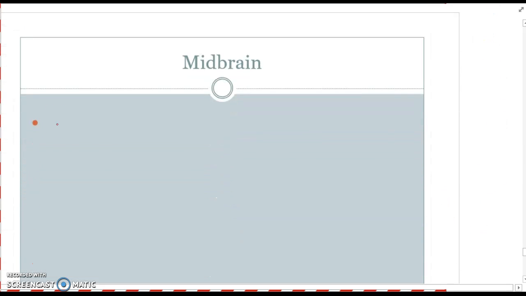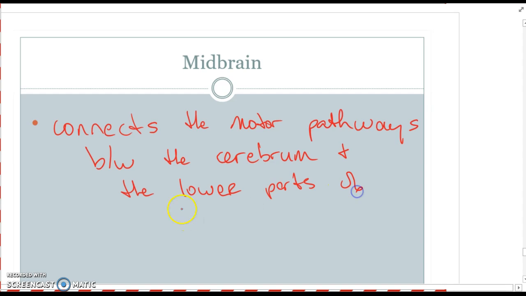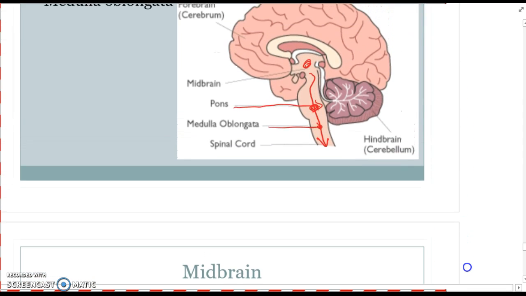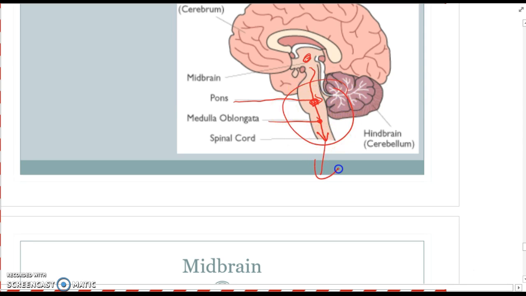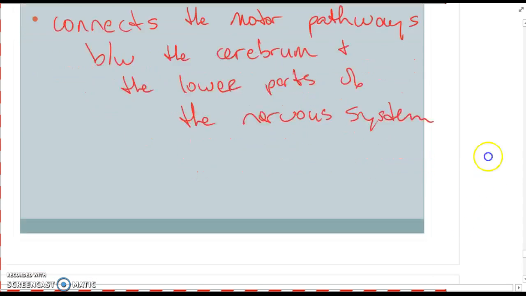So the midbrain, the middle part, connects the motor pathways between the cerebrum and the lower parts of the nervous system. Okay, and by the lower parts of the nervous system, think of all the stuff that's down here, including the spinal cord. So that's the midbrain. It's connecting between the cerebrum and everything below it.